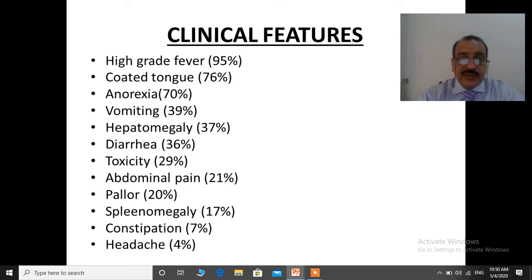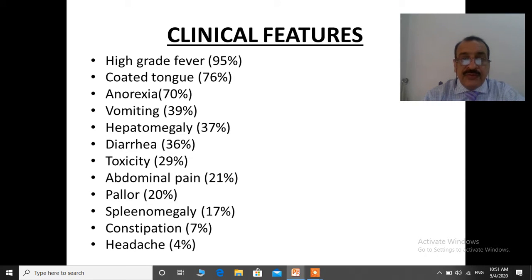Diarrhea is present in 36% of the patients, and 29% of the patients appear sick and toxic. Abdominal pain is present in 21% of the patients. 20% of the patients are pale. Splenomegaly is found in 17% of the cases, and constipation and headache are found in 7% and 4% of the cases respectively.